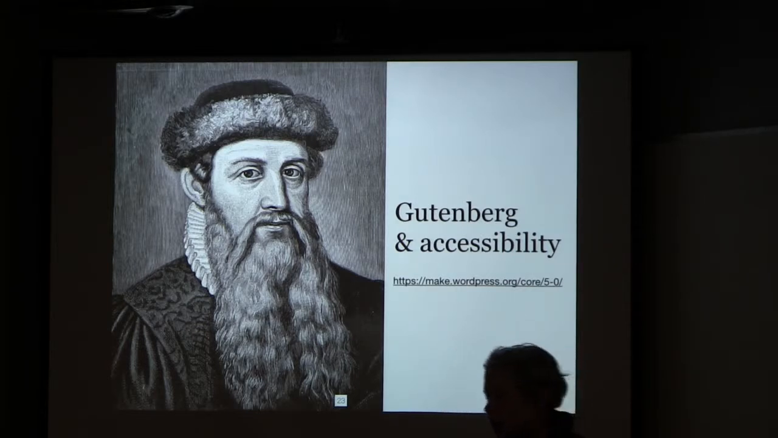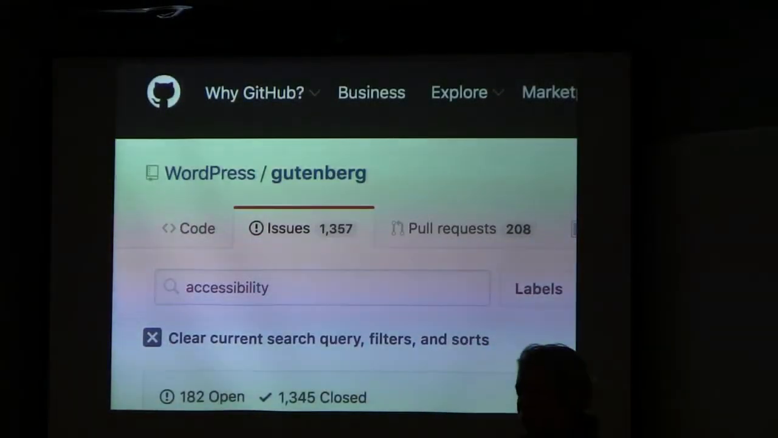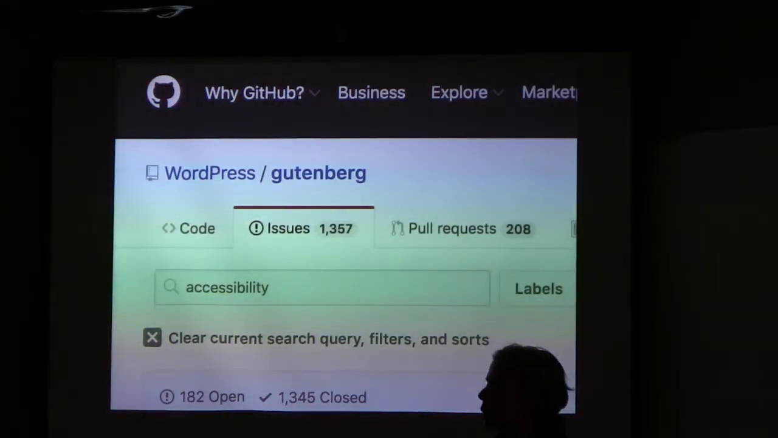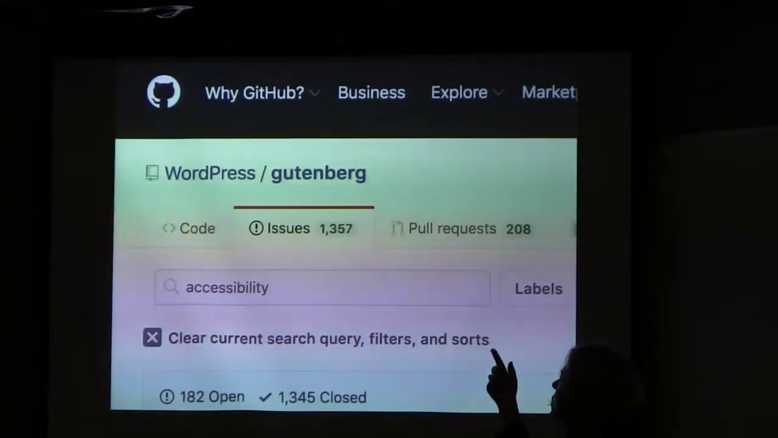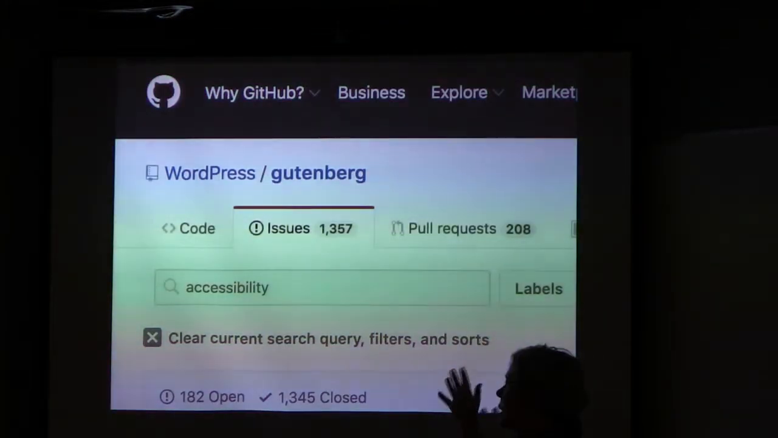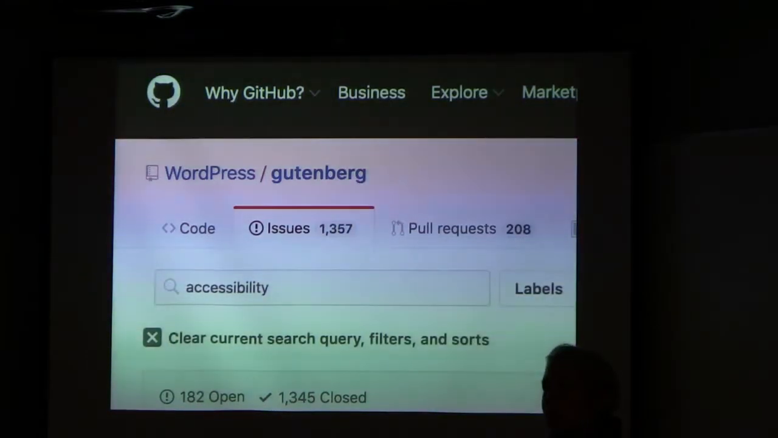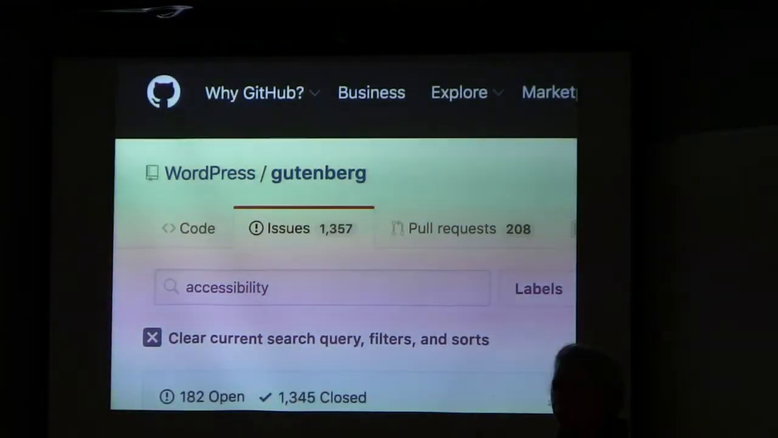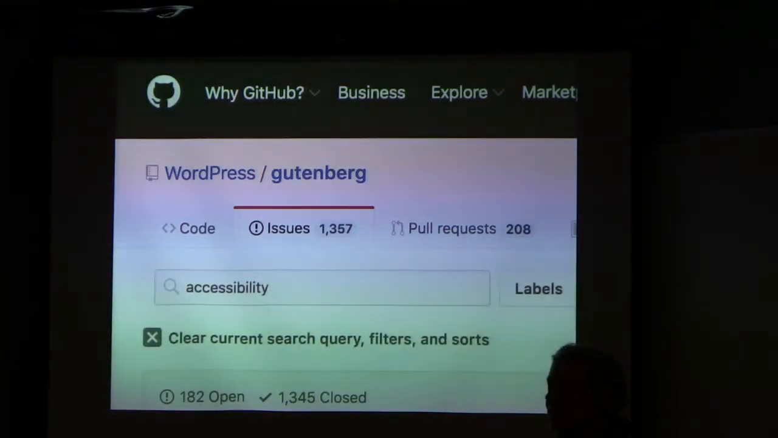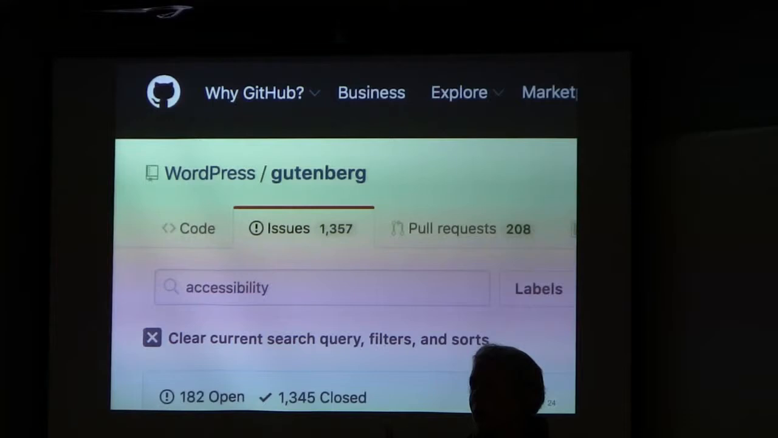There's been enormous pushback. So, whoops, let me bounce back. On GitHub, if you search issues on WordPress accessibility, you'll find, this was a screenshot from a little while ago, there were over 1,300 issues and 182 were open. So a lot of people are excited about Gutenberg, and I'm looking at the stuff that we can do or will be able to do, and it looks really exciting, but it's not ready to go yet for a lot of people.